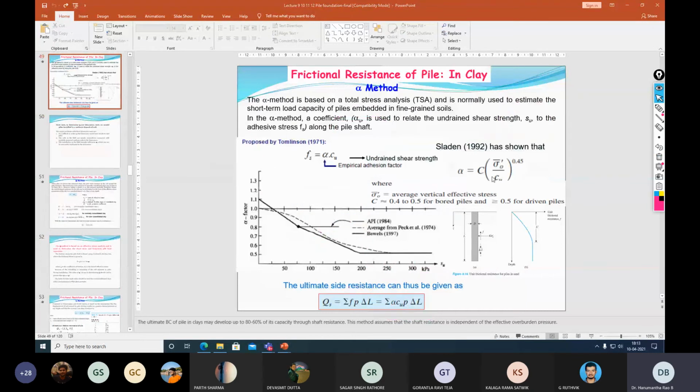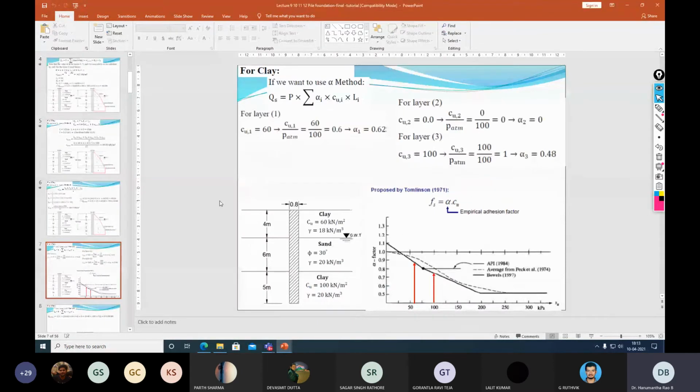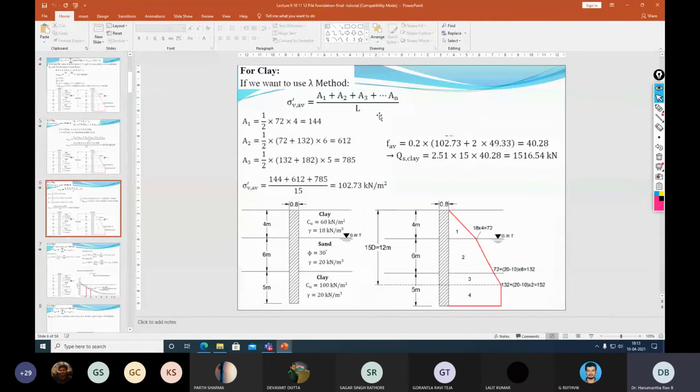Now here, this is the alpha method. The unit skin friction fs is nothing but alpha into Cu. Now we have seen one method, picking up alpha depending upon the cohesion value. Sir, in the lambda method, why are we considering the pile length as a total of 15? Because the clay is only 9 meters. Yes, clay is 9 meters. But if you look at the equation, it says that you need to average over the entire length. The equation says the total L. It won't say only for clay.